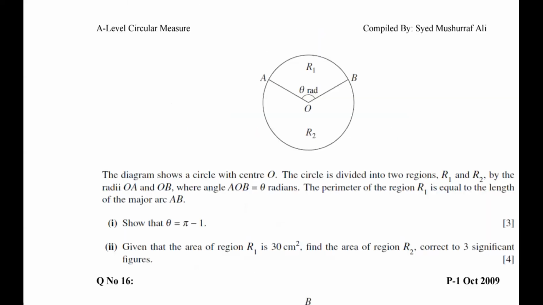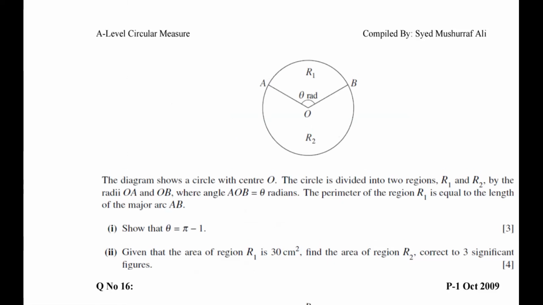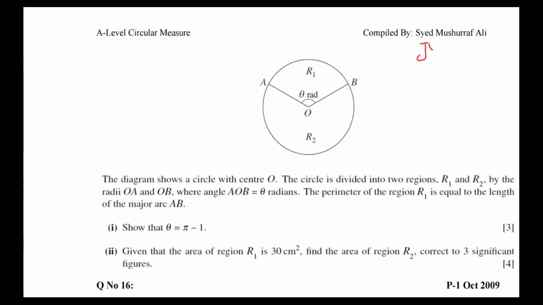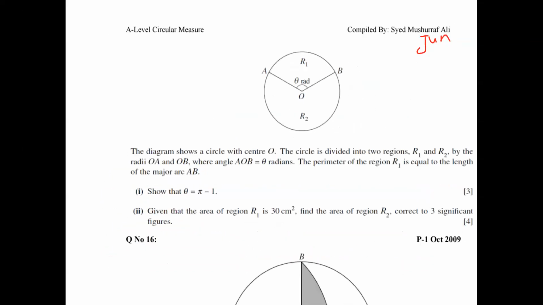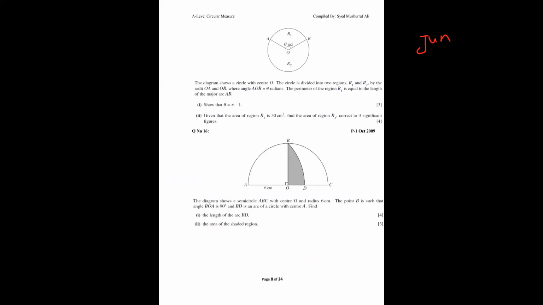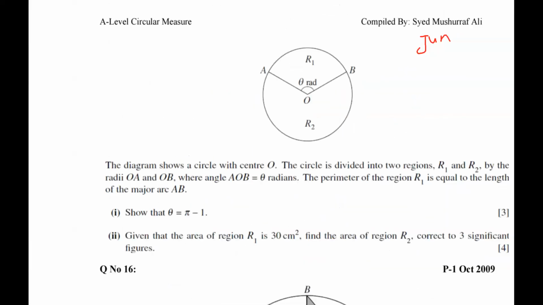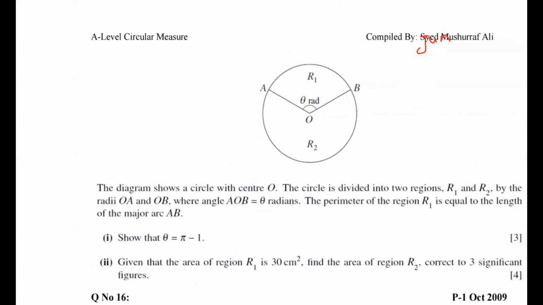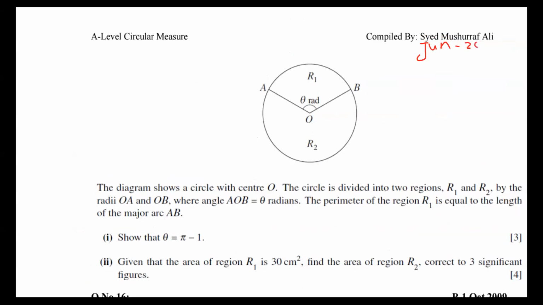I'm doing this question. This is from the past paper of June 2009. Let me check again. I can confirm from there. So yes, June 2009, paper one. I'm going to start now. Topic is circular measure. What is the question?